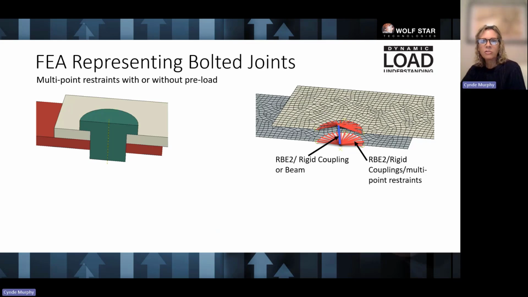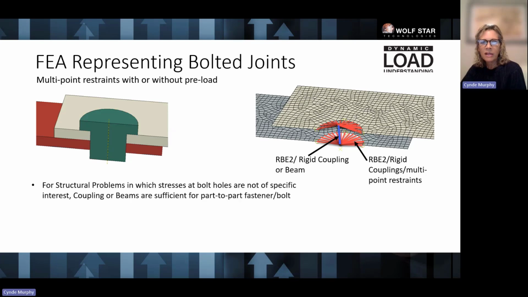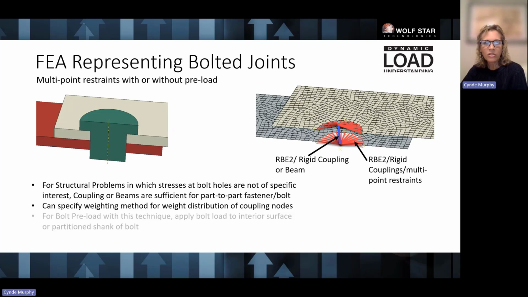For preloading bolts, you can use rigid couplings or beams. So these are ideal for structural problems in which stresses in and around the bolt and bolt hole are not of interest to you. Merely you're just trying to connect those parts together and transfer stiffness. Preload is applied to the interior surface of the hole or the shank of the bolt. And then you can also use that weighting method for weight distribution of the coupling nodes.